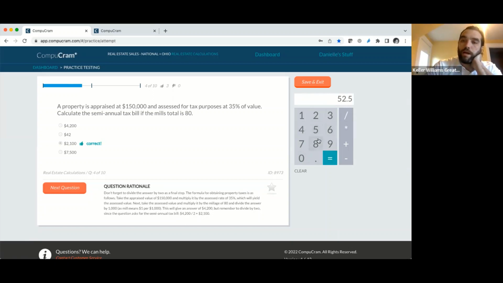Now we're going to multiply by 80, but because it tells us it's the semi-annual tax rate, semi means 2, we're going to divide by 2. How much would you pay each half of the year? And that's $2,100.